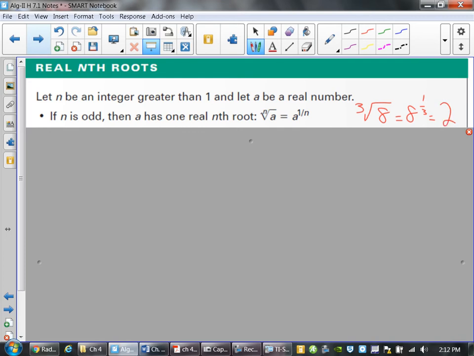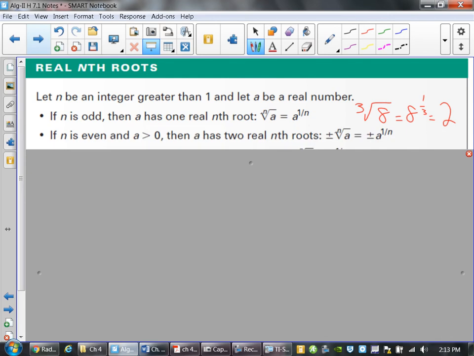What that's saying is that it has to be positive 2, because 2 times 2 times 2 is positive 8. What happens if it was the cube root of negative 8? What would you get? Negative 2. So you can have negative answers for nth roots if the nth root winds up being odd. Okay, it does work out.